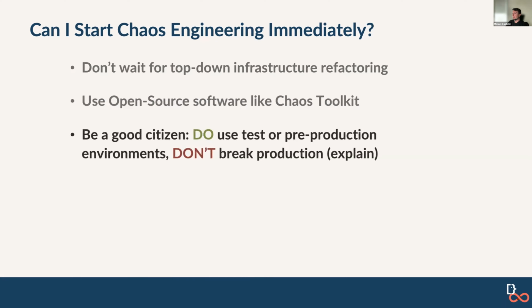That's beautiful. Of course, the first rule is just be a good citizen on the infrastructure, and I probably need to explain this. Do use test or pre-production environments, and don't break production, especially at the beginning. I'm saying this because when you read Principles of Chaos, you want to be experimenting on the infrastructure that ultimately you want to test, so that's going to be your live or production environment. But even though big companies do it, there's no shame in starting small with a test environment.